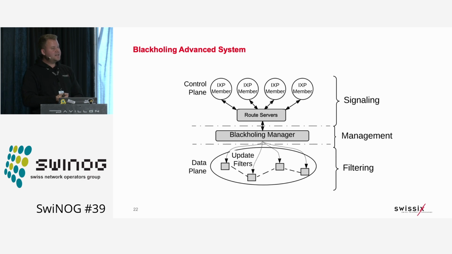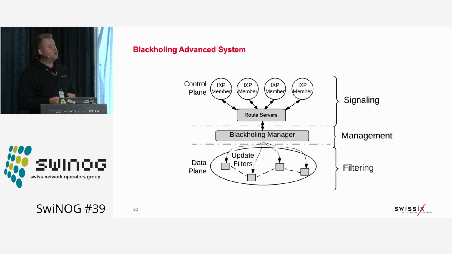So this means that over BGP, you can communicate towards the route servers using BGP communities that a specific prefix should be blackholed. In the middle, there is a blackholing manager. And then on the very bottom, we have the IX fabric, which then is used to actually update filters or program filters into the data plane, into the switching fabric.